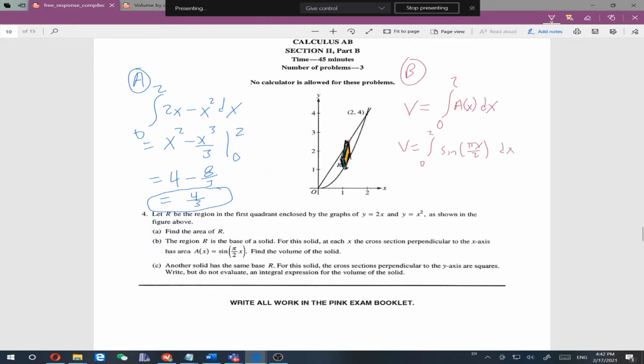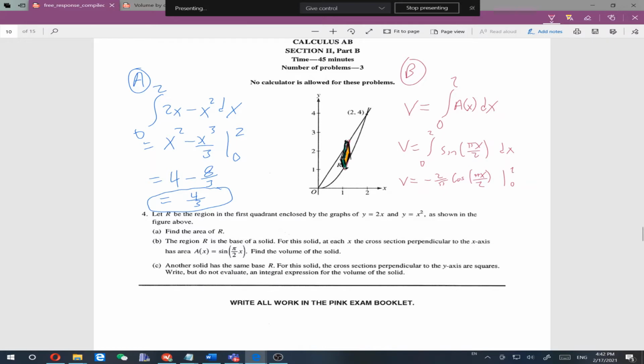Okay, Andrew, sticking with you. So for this, if I integrate the sine of pi x over 2, what's going to happen? Then it will be negative cosine of pi x over 2, times 2 over pi. Negative 2 over pi, okay, times the cosine of pi over 2 x. Okay, from what value to what value? 0 to 2.